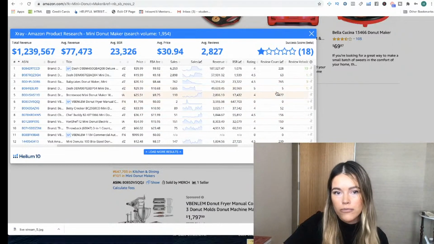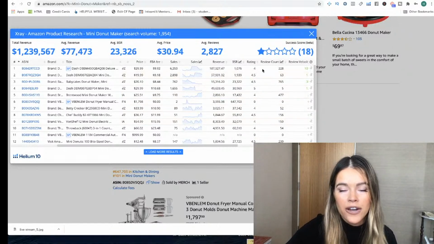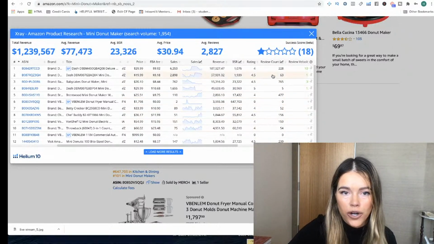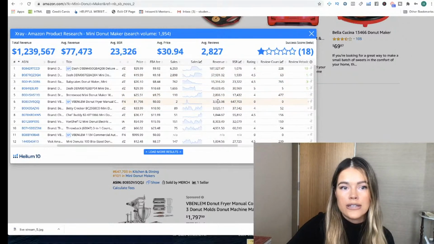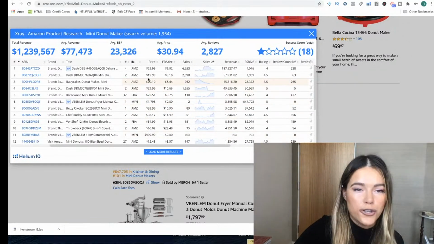The reviews are okay though. Not that bad. If I saw this, I would definitely think it's a good market, but the revenue is not that stable. Obviously the price, I would assume it's profitable.